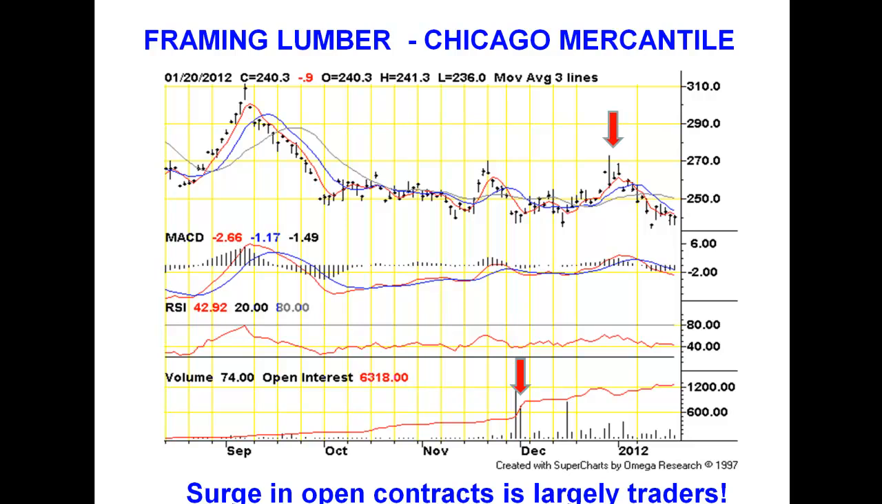Now look at the bottom of the current lumber contract. This is the 2012 lumber contract, March delivery as of Monday. I guess it would be Friday, January 20th. Look at the bottom of the table. We saw a huge spike in open interest this year. That's people holding contracts for future lumber delivery.